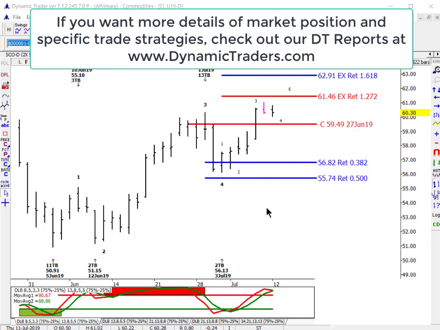And lastly, this is crude oil. This is the daily chart. And we've been right on with crude oil also the last few weeks. We've probably got a 1, 2, 3, 4. 4 was made right in the wave 4 retracement zone. We made a new high as anticipated this past week.